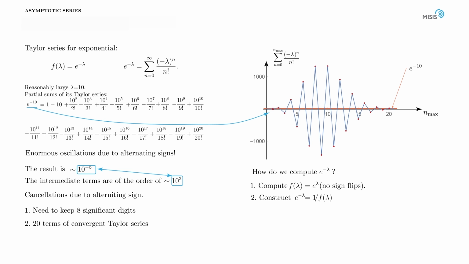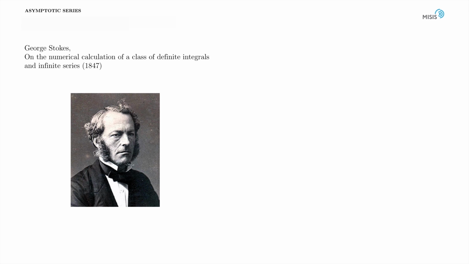This issue started receiving attention through the whole 19th century. One of the mathematical physicists who became interested in the phenomena was George Stokes. In 1847, he wrote a now celebrated paper on the theory of Airy functions. He was probably the first to explore the divergent asymptotic series and use them as a powerful approximation tool. And this is his quote.